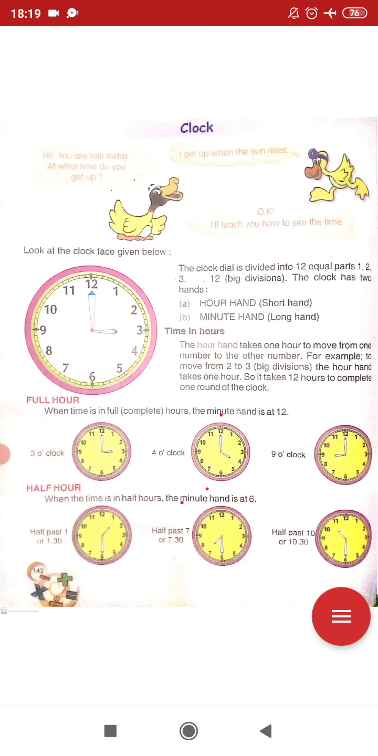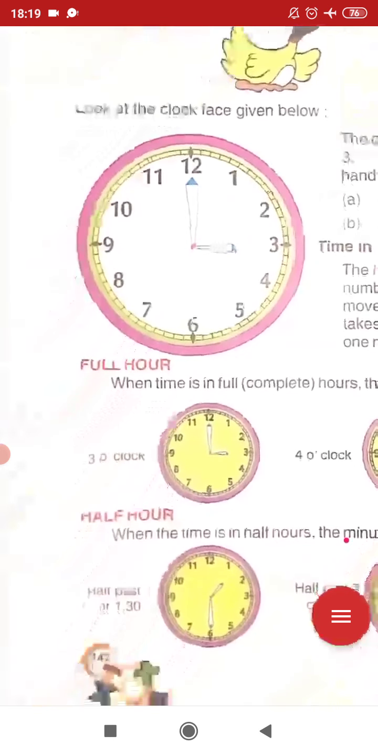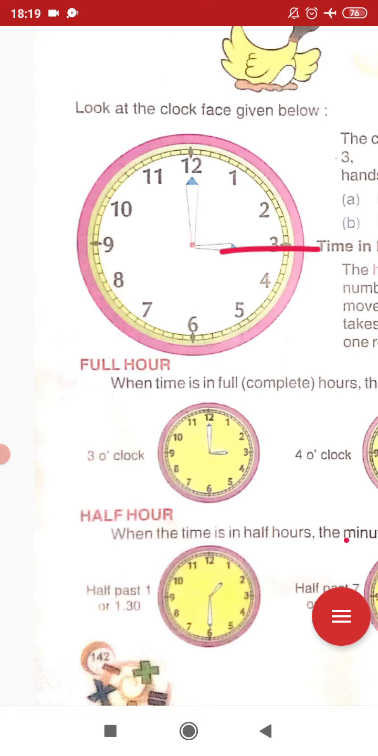Which one is hour hand, which one is minute hand? Last day I have explained. The short hand is hour hand and the long hand is minute hand. So this hand is hour hand, short hand. Okay, and this hand is minute hand. This is slightly longer than the short hand, hour hand. Okay, so this is hour hand and this is minute hand.